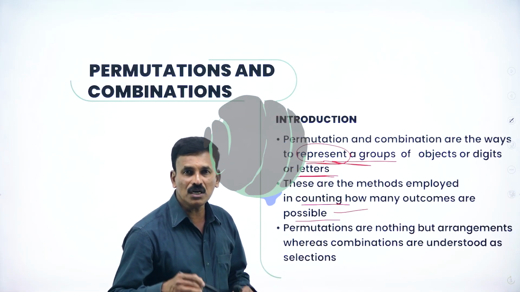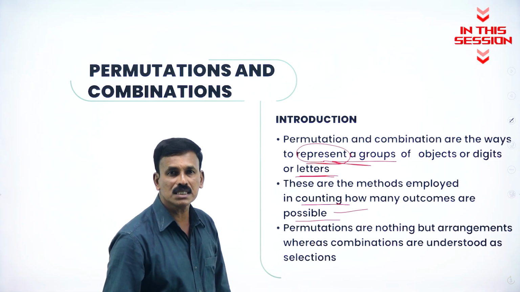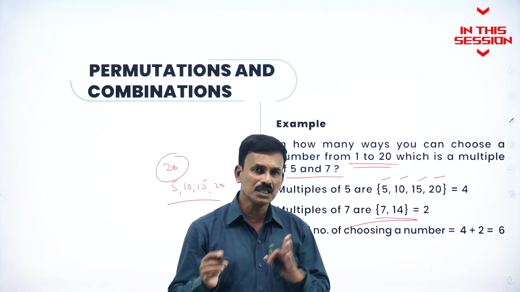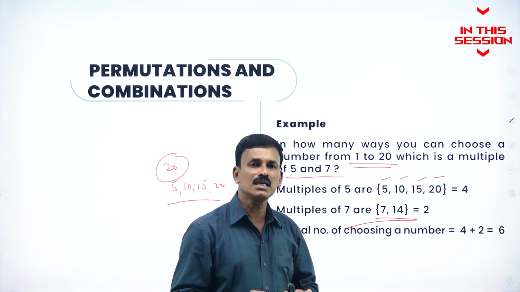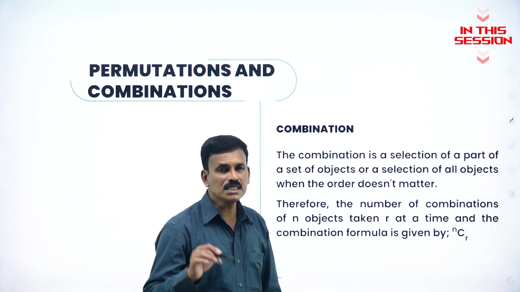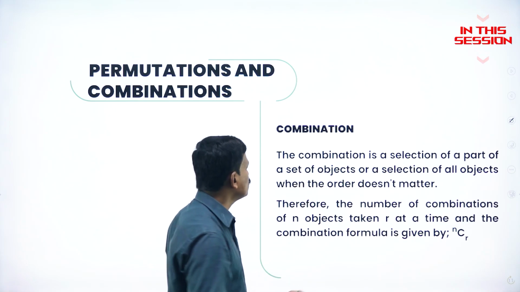To count how many outcomes are possible, we are going to use the concept of permutations and combinations. The multiples of 5 are 5, 10, 15 and 20 from 1 to 20. Similarly, the multiples of 7 are 7 and 14 from 1 to 20. Permutation is arrangement of n things taken r at a time, whereas the combination is nothing but the selection.